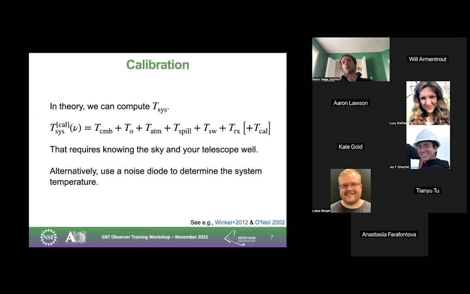So in principle, one could compute the system temperature from first principles, meaning we know what the CMB is, we know what the background is, we know the telescope geometry and characteristics, so we could model how all these things come together to give us a system temperature. But in practice, we have these little things called noise diodes, which basically inject a signal of known strength into our system so we can infer most of these quantities, if not all of them.